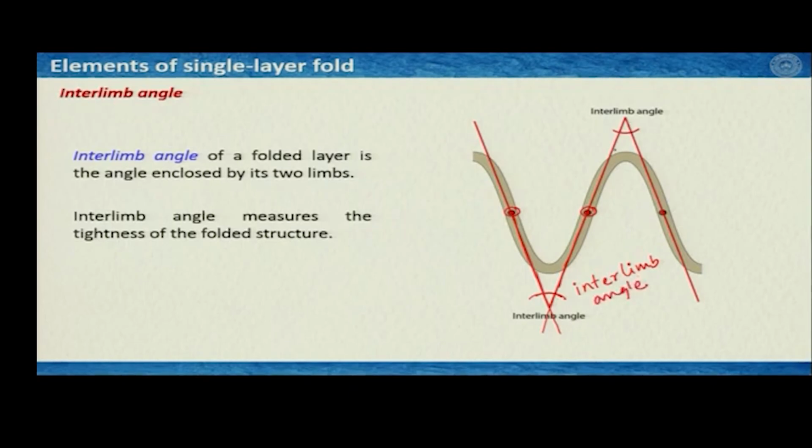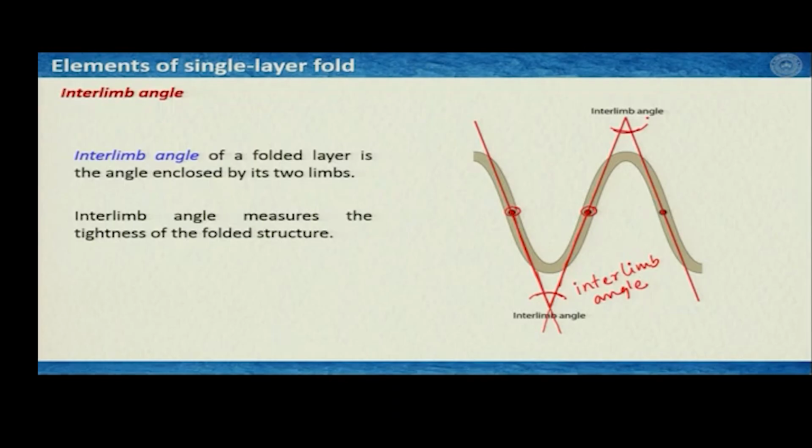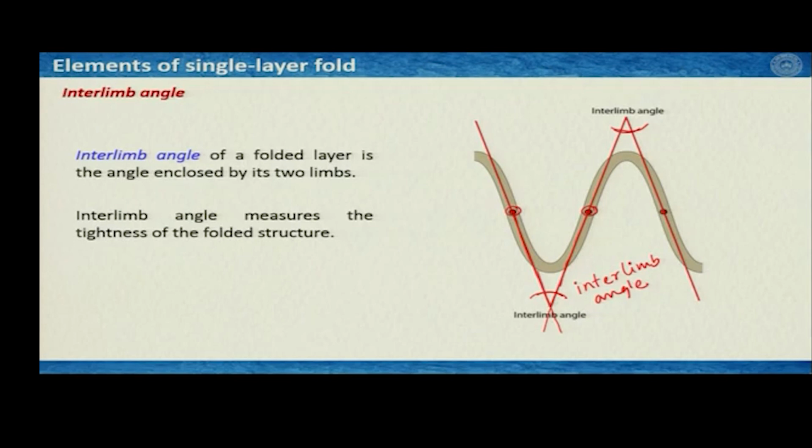Similarly, I can also draw an interlimb angle on this convex side, and this is again your interlimb angle. Now, in a fold train, this interlimb angle may vary from one curve to another curve, or it may remain constant. We will learn about it later, but the interlimb angle measures the tightness of the folded structure. The lower the interlimb angle, the tighter is the fold. We will learn about it later, and we will classify the fold also based on the interlimb angles.